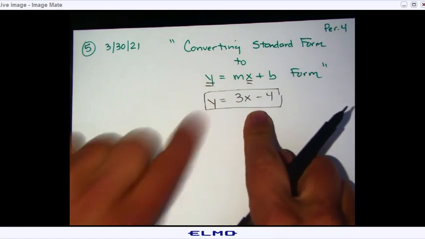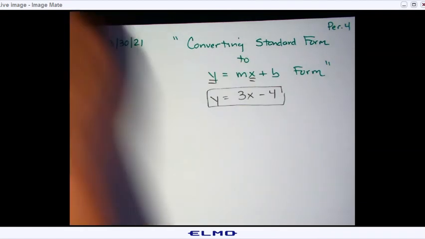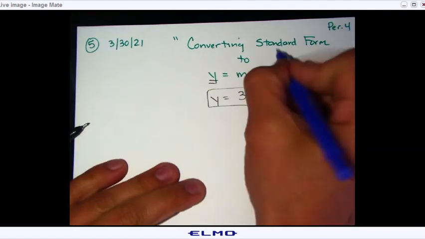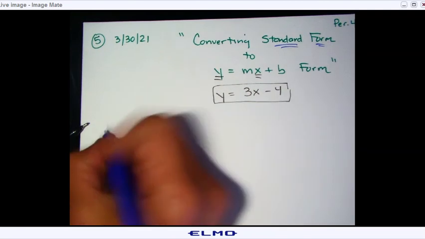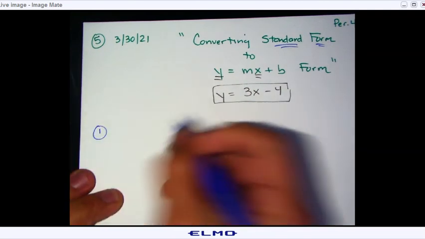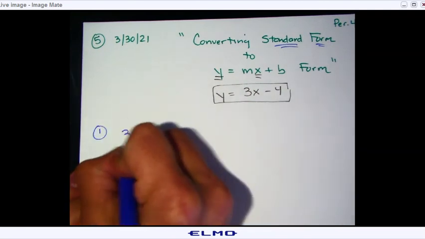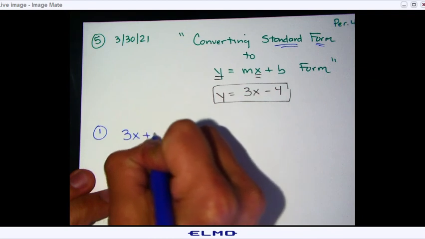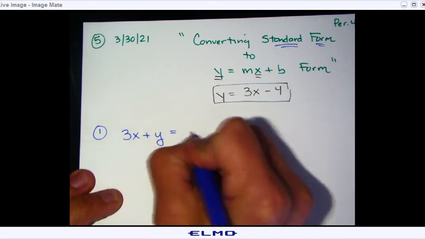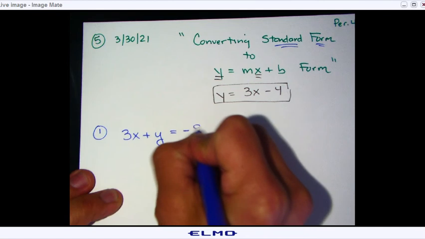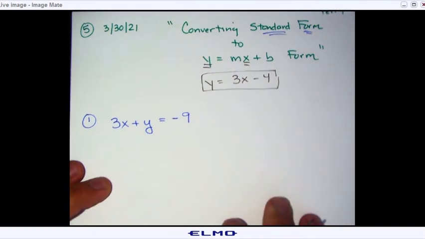All right. So what is standard form? The standard form looks like this. Let's say 3x plus y equals -9. Go ahead and write that down real quick.